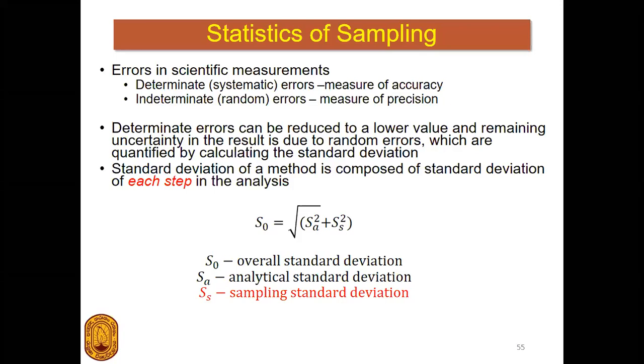So accuracy is impacted if there's a systematic error. The determinate or systematic error can be reduced to a lower value, and the remaining uncertainty of the result is due to random errors. Random errors can be quantified by calculating the standard deviation. The standard deviation of a method is composed of the standard deviation of each step in the analysis. So this is the equation that you can use, S naught, the overall standard deviation.